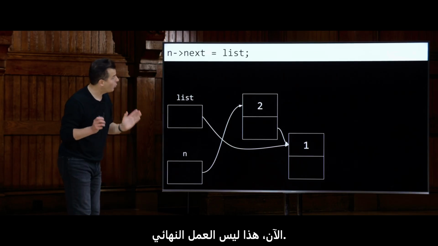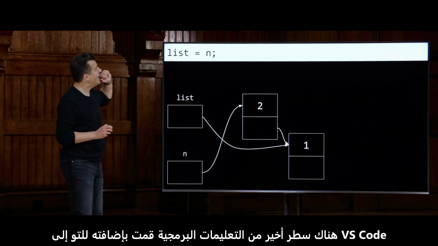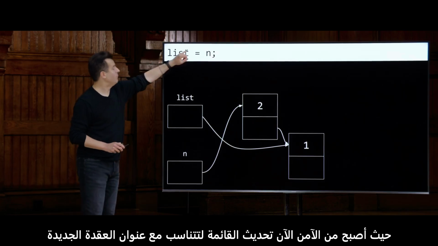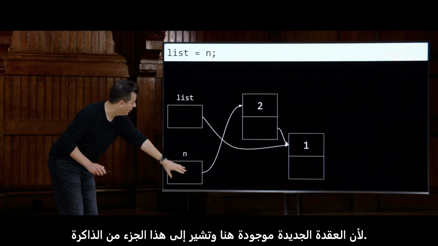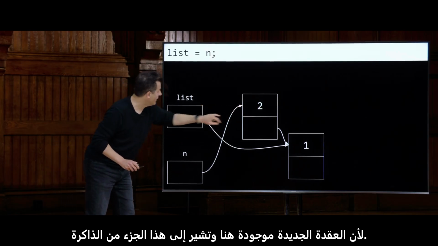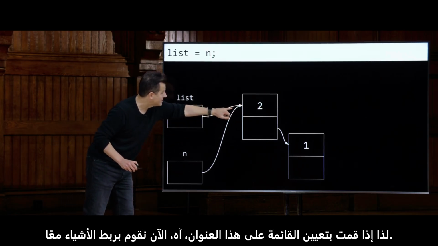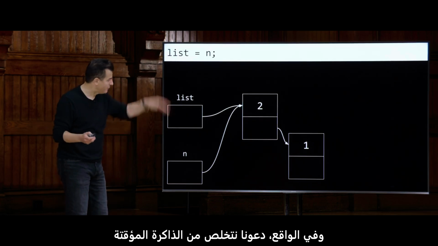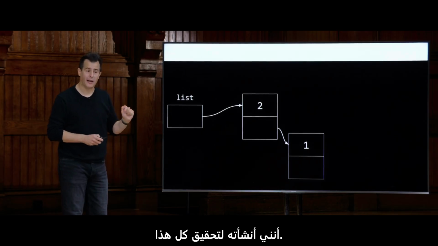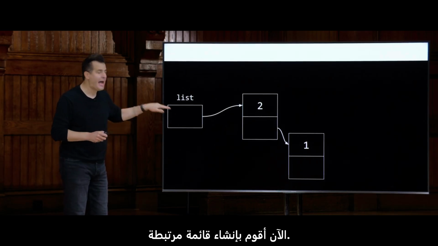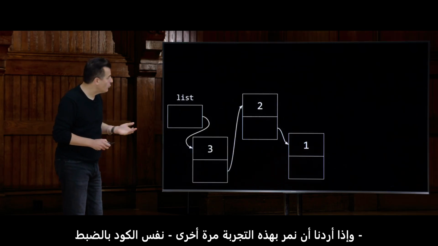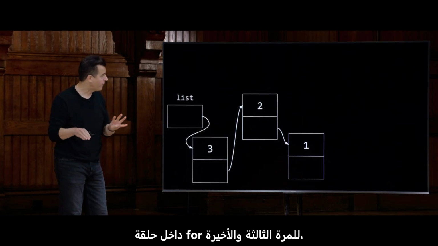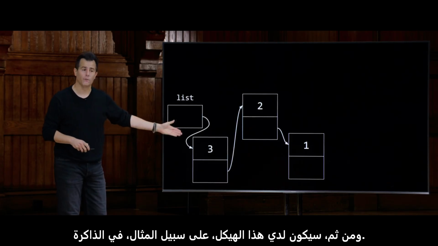Now, that's not the finished work. There's one last line of code that I did just add to VS Code, where now it is safe to update list to equal the address of the new node, because the new node is here, pointing at this chunk of memory. So if I set list equal to that address, now we're linking things together. Takes a few steps. And in fact, let's get rid of the temporary memory that I created to make all of this happen. Now I'm creating a linked list. And if we were to go through this one more time around, same exact code inside of that for loop for the third and final time, I would then have this structure, for instance, in memory.